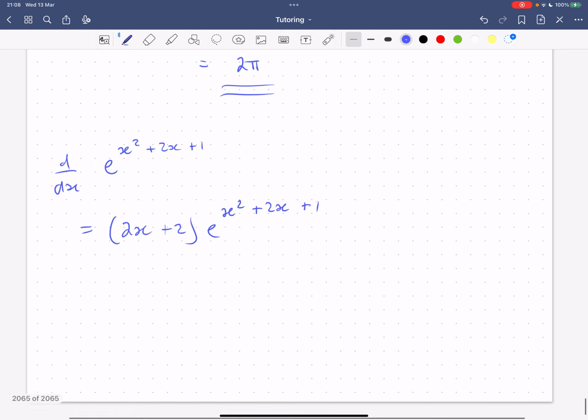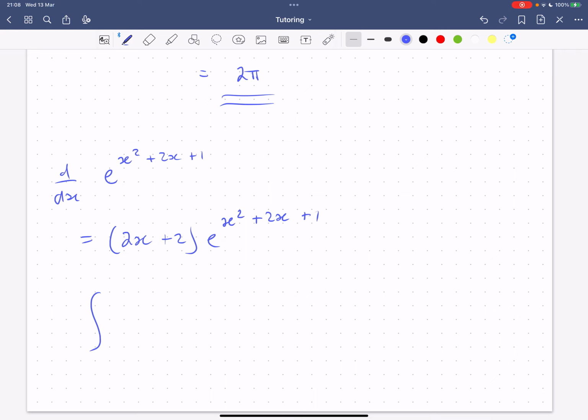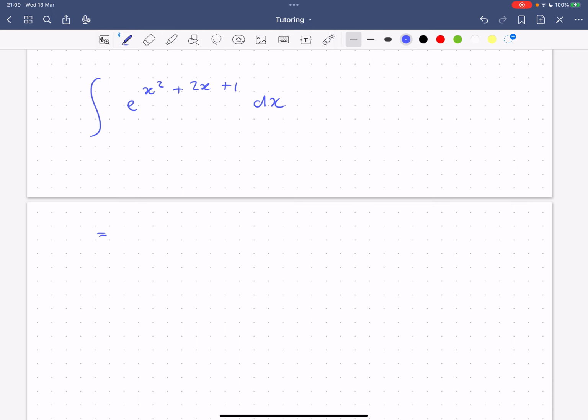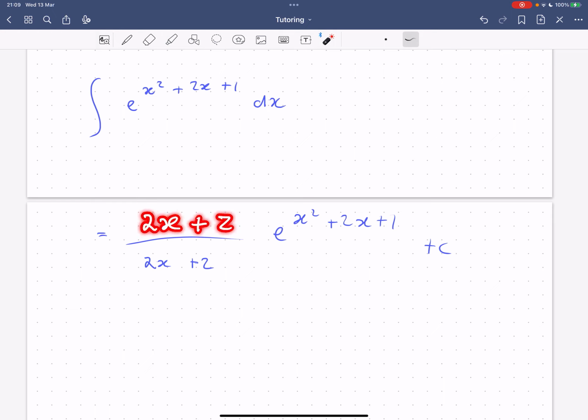That doesn't change. Let's say I wanted to integrate that, e to the x squared plus 2x plus 1. Well, instead of bringing down the power, we're going to put 1 over the differentiation of the power. 1 over 2x plus 2, e to the x squared plus 2x plus 1, plus c. Because if we differentiated that, we would bring that down here, 2x plus 2, that would die, and we'd be left with that, and that would be our answer.